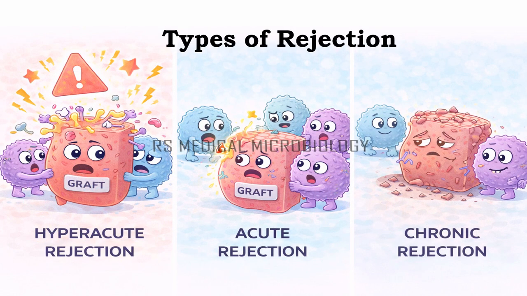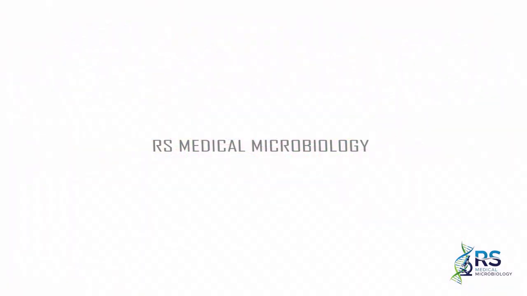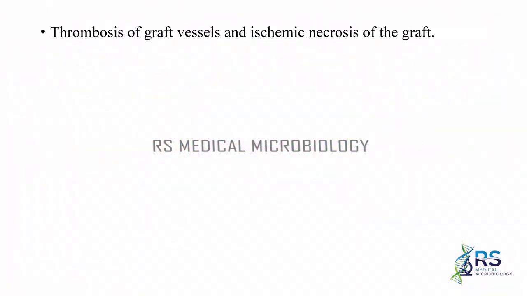We have hyperacute rejection, acute rejection, and chronic rejection. First, let's talk about hyperacute rejection, which happens within minutes to hours after transplantation. Why does this happen? It is mainly because of the thrombosis of the graft vessels and ischemic necrosis of the graft, which is because of the circulating antibodies against the graft cells.